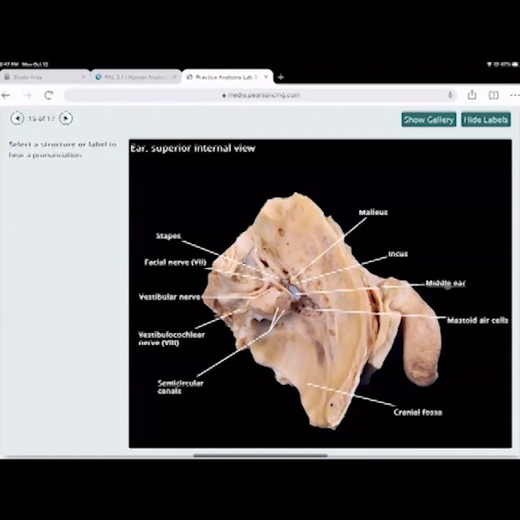Okay, so there's your middle ear. And then you have the incus, the malleus, and the stapes. There's all the 3 smallest bones of the human body.